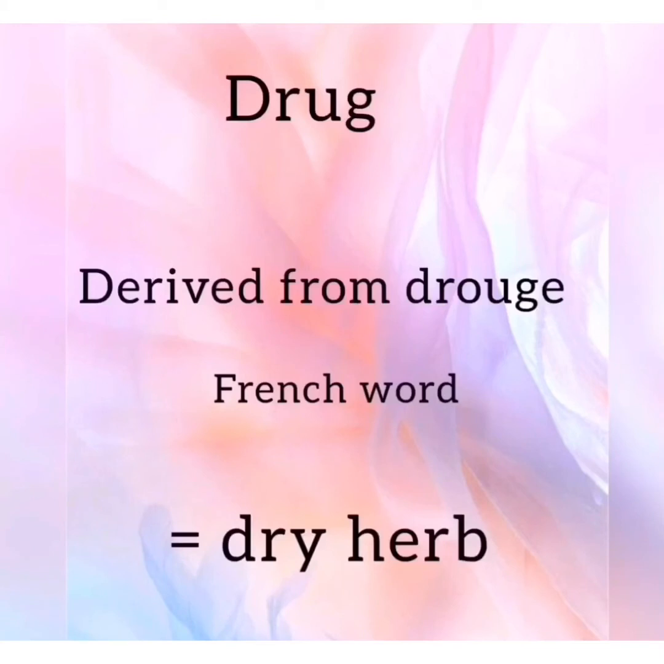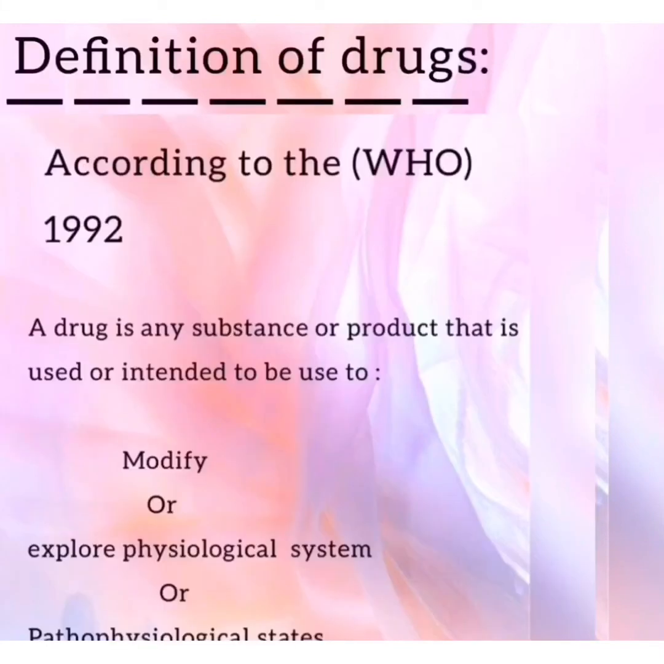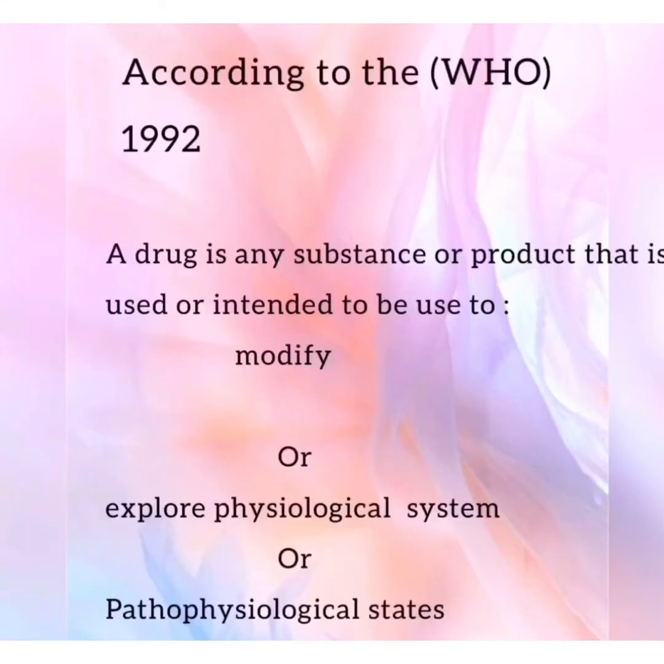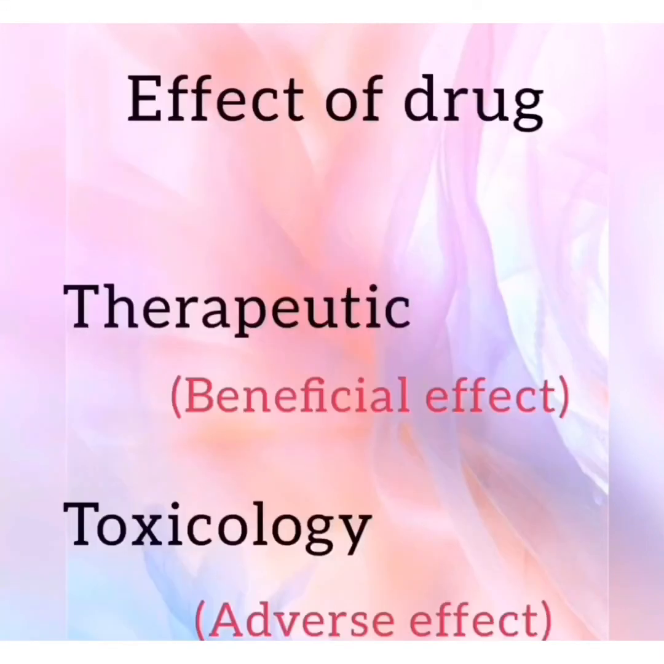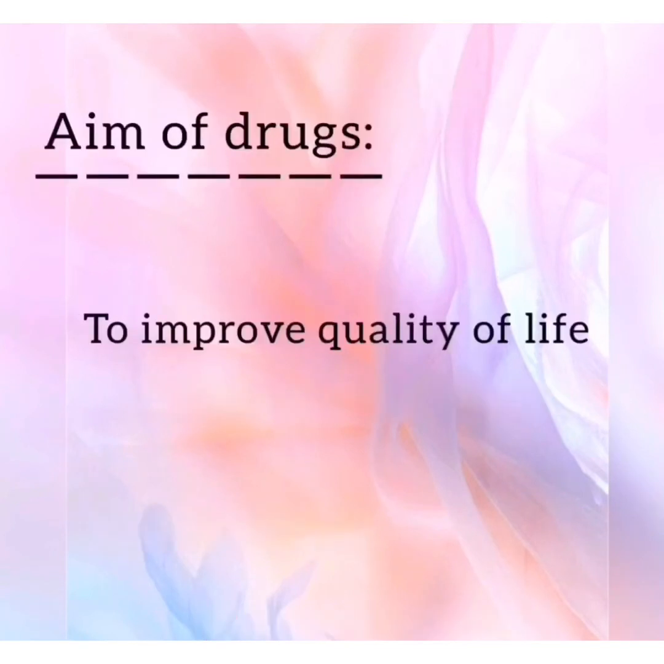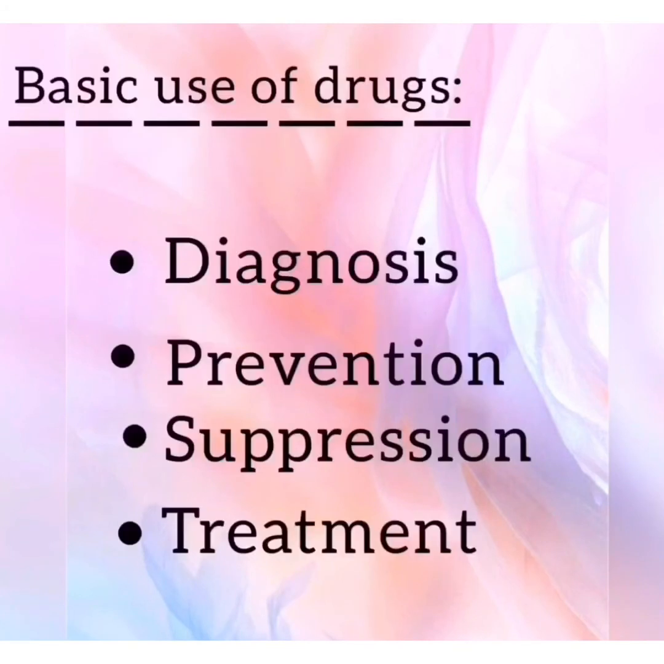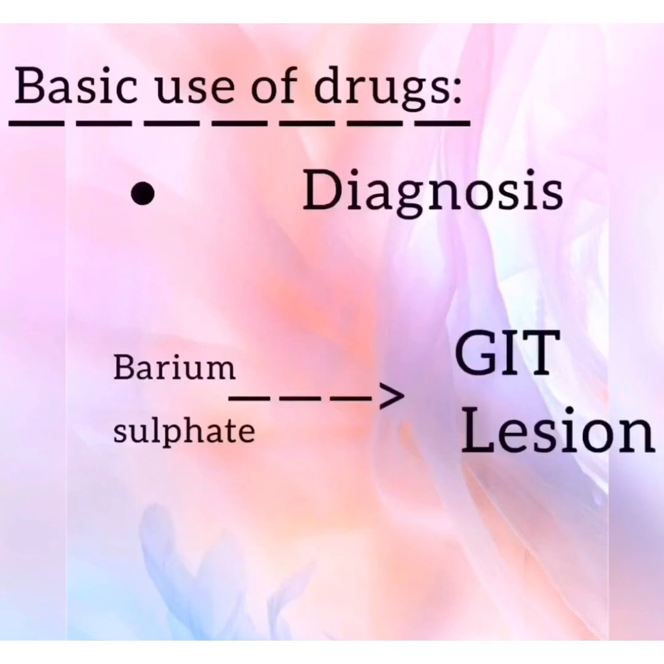Drug derived from droge, French word which means dry herb. Definition of a drug. According to the WHO 1992, a drug is any substance or product that is used or intended to be used to modify or explore physiological system or pathophysiological state. Drugs has two effects. Therapeutic means beneficial effect and toxicology means adverse effect. Aim of drug is to improve quality of life. Basic use of drug. Drug used to diagnose, prevent, suppress, and treatment.